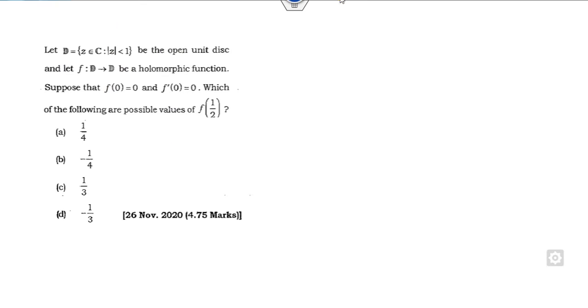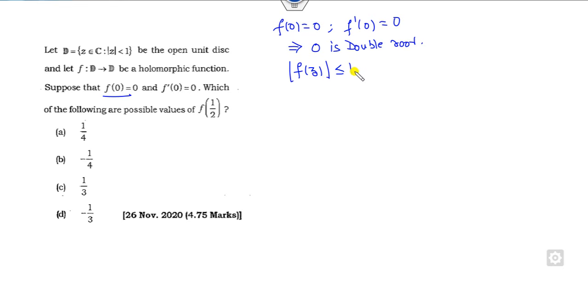Look at this another one. f of 0 is given to you as 0, and f dash of 0 is also given to be 0. What does it mean? 0 is my double root. Fine. Once 0 is a double root, we can say |f(z)| is less than |z|^2.